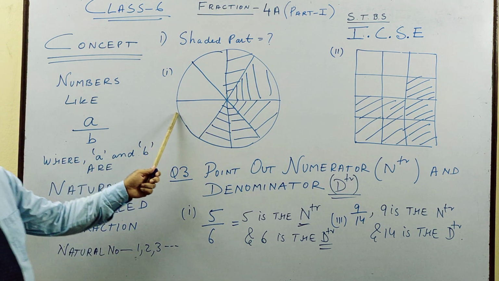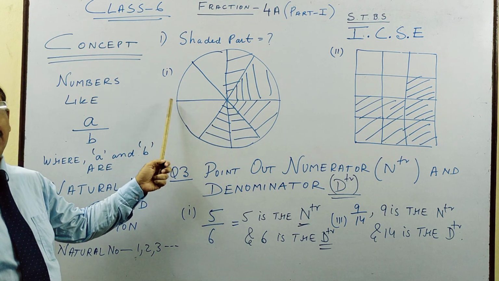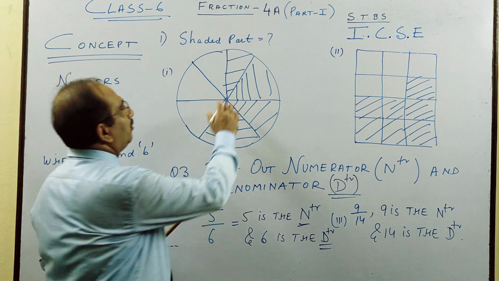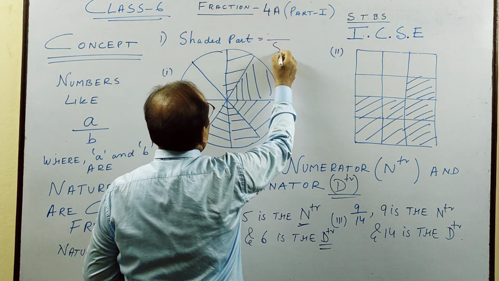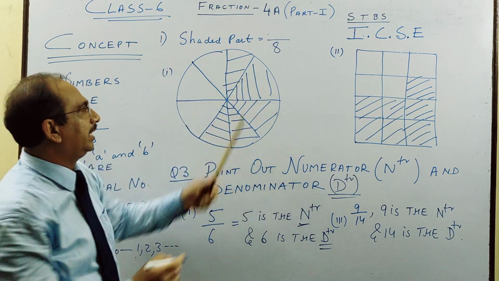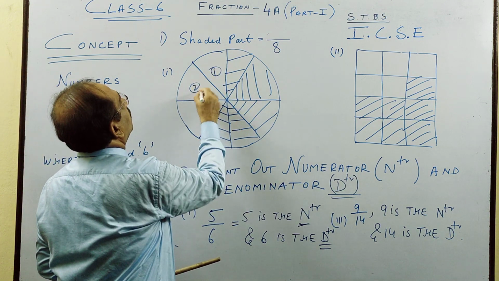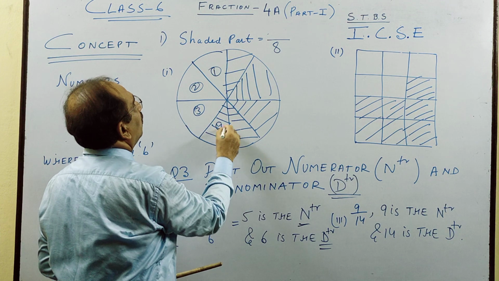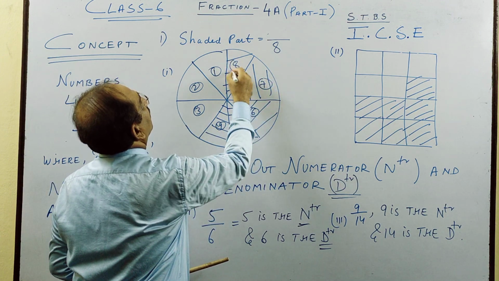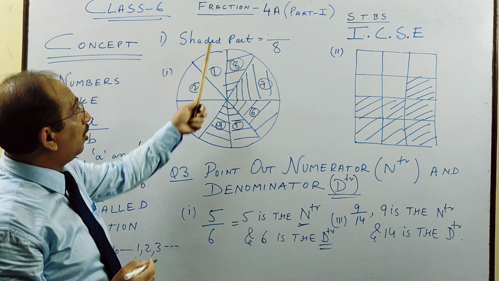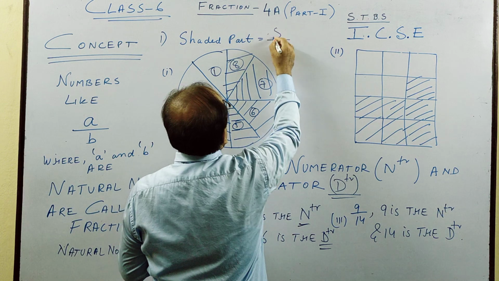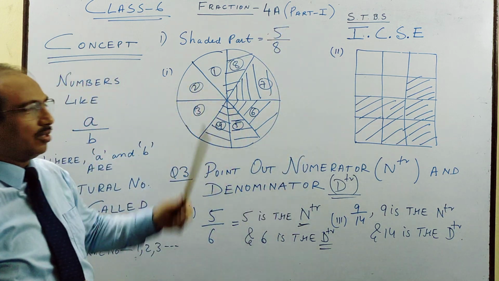Okay, now this question we will answer in fraction. So there are 8 parts. If you see, that will be the denominator. 1, 2, 3, 4, 5, 6, 7, 8. So out of 8 parts, how many are shaded? 1, 2, 3, 4, 5. So the shaded part is 5 out of 8.